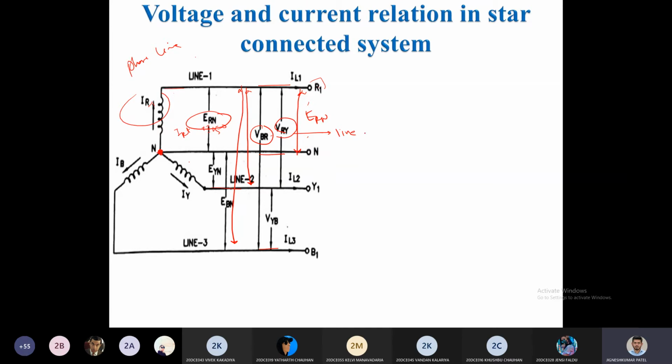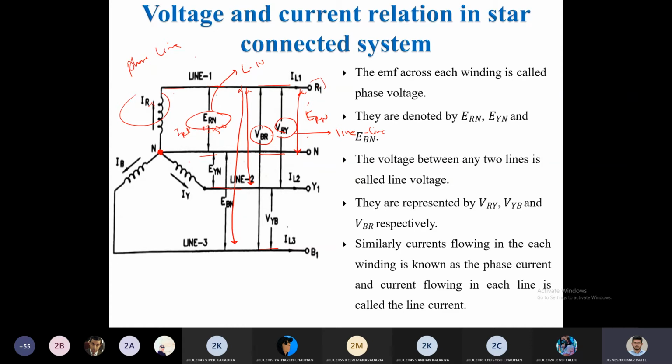So line to line voltage is the term for these voltages, and this is line to neutral. This is line and this is neutral. If it is between line and neutral, then it is known as line to neutral voltage. And line to line voltage and line to neutral voltage can be different in a three-phase system. Okay, we'll see later how it is different, but these are the basic terminology.